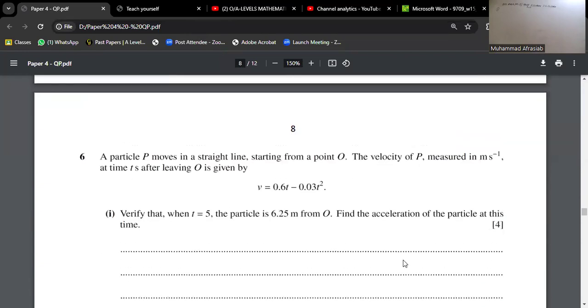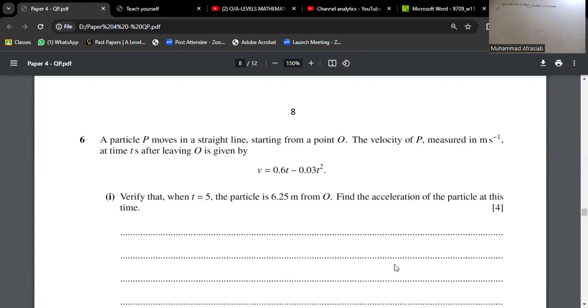Particle P moves in a straight line starting from O. The velocity of P, measured in meters per second at time t seconds after leaving O, is given by v = 0.6t - 0.03t². Part 1: Verify that when t = 5, the particle is 6.25 meters from O. Find the acceleration of that particle at this instant.